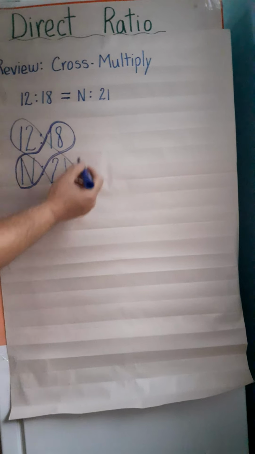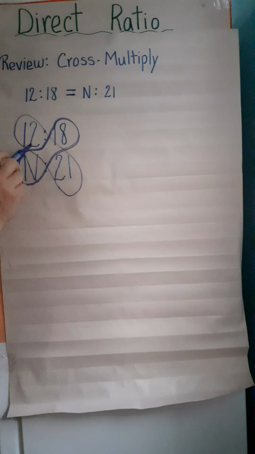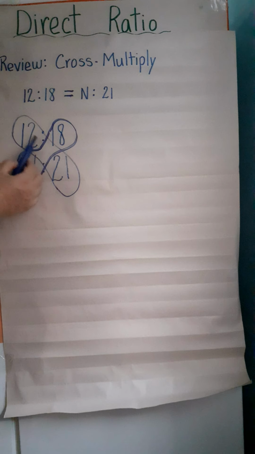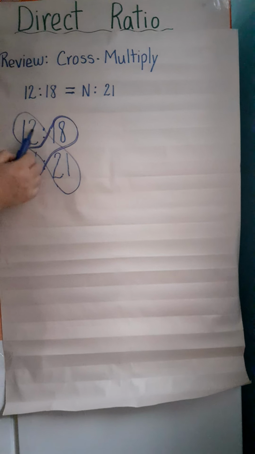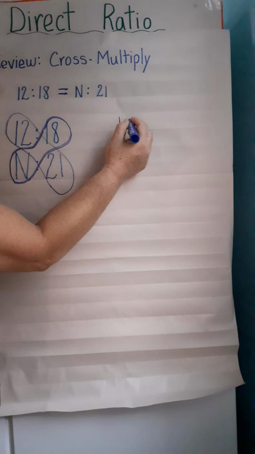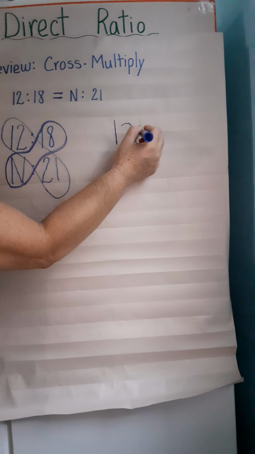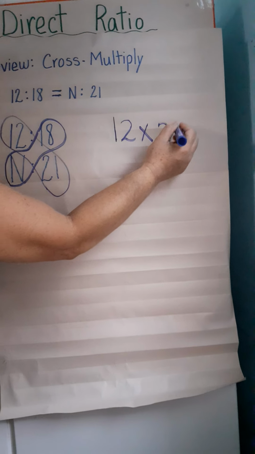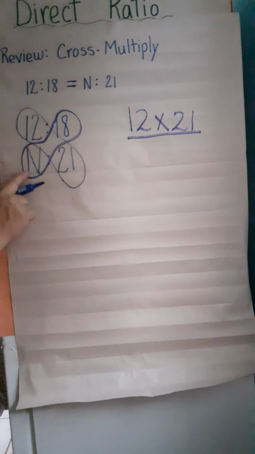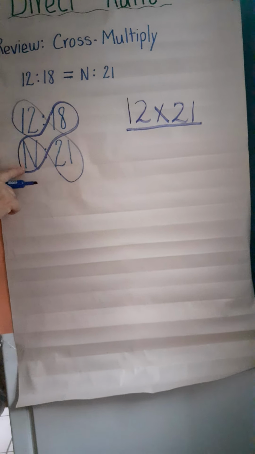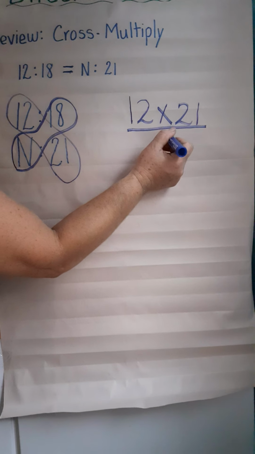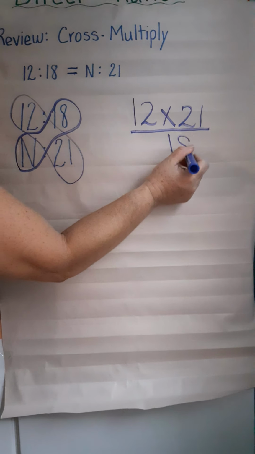Now, once we have the cross multiply, we multiply the numbers that are partners, two numbers. So we say 12 times 21, and we divide by the number that is multiplied by the n, which is the missing number. Okay, so we divide by 18.